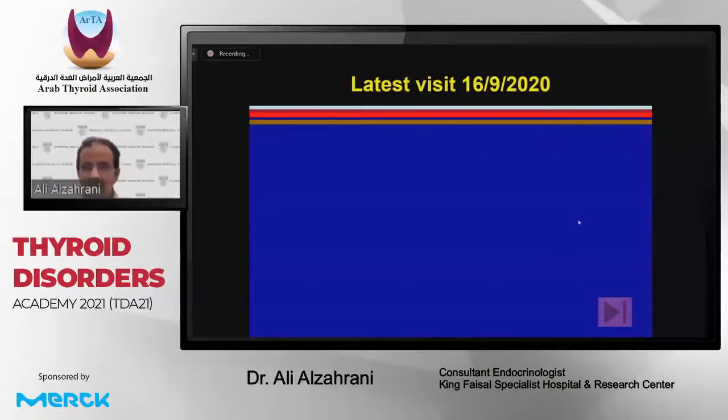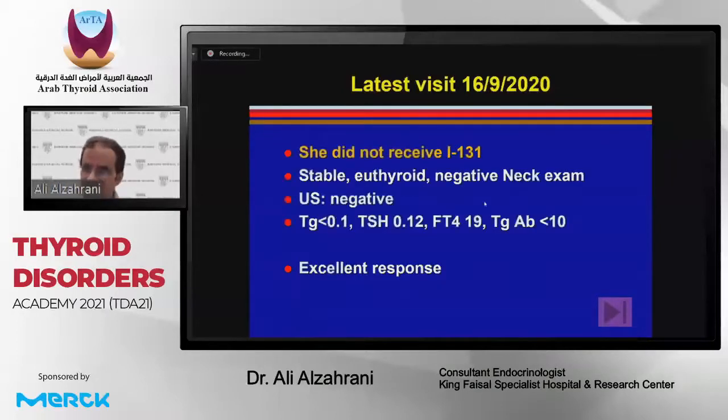So again, we did not give this patient radioactive iodine. Part of the reason is that she had a negative scan, but the other part is that she is still a low-risk patient, and she continued to be stable. And actually, she had an excellent response since 2014. This is her latest thyroglobulin, undetectable. And TSH is on the right track. TG antibody is negative, ultrasound is negative.